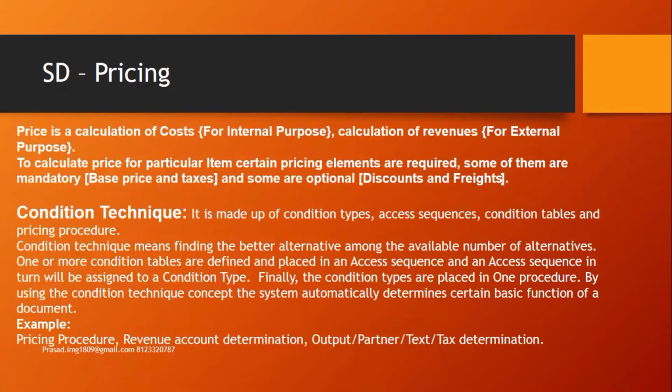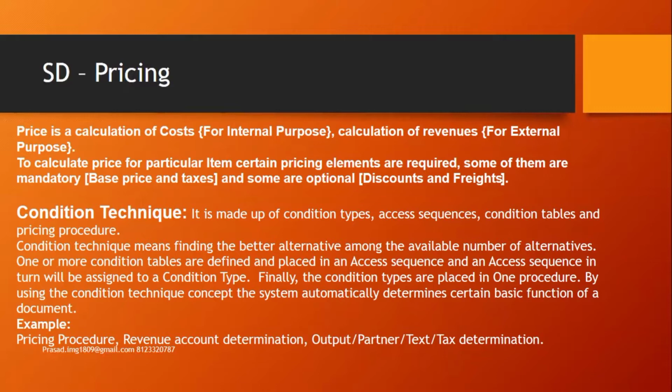Price is a calculation of cost for internal purposes and calculation of revenues for external purposes. To calculate the price for a particular item, certain pricing elements are required. Some of them are mandatory and some of them are optional, like discounts, freights, and surcharges, whereas basic price and taxes are mandatory for us.